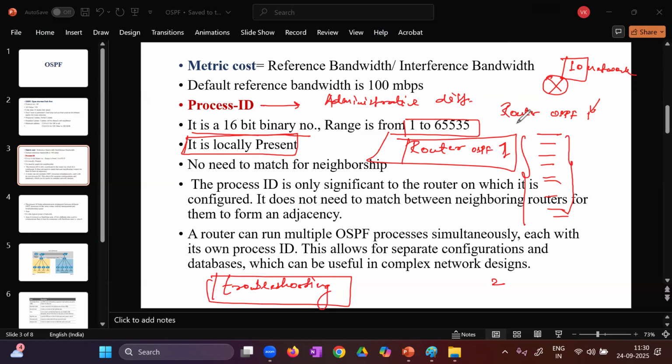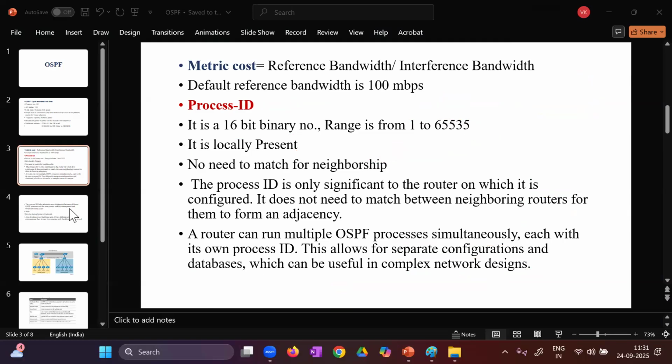5 only, no? Correct? So it says that this allows for separate configurations and databases, which can be useful in complex network designs. So it says, separate the configuration. Rather than advertising all the networks into a single process ID, we can use the benefit of having multiple different process IDs.